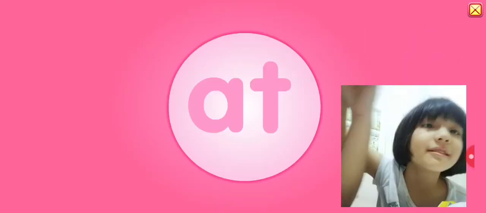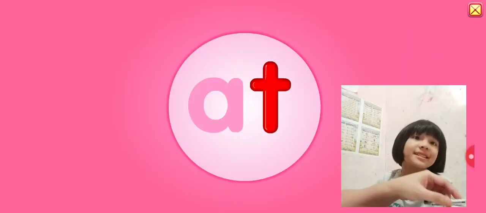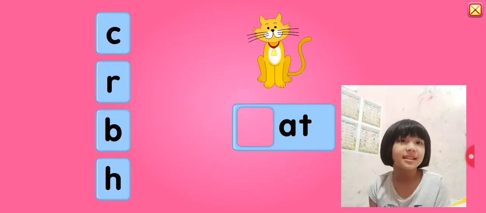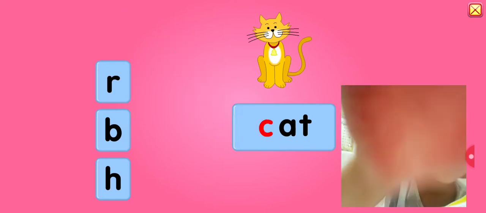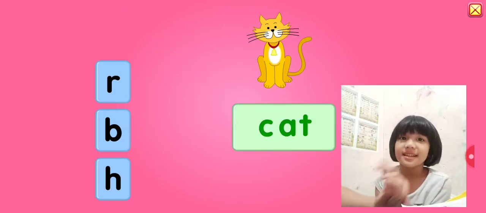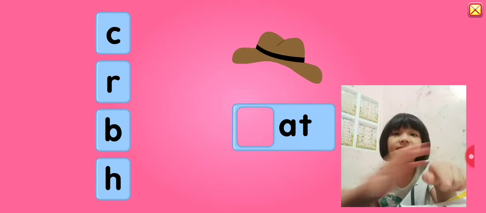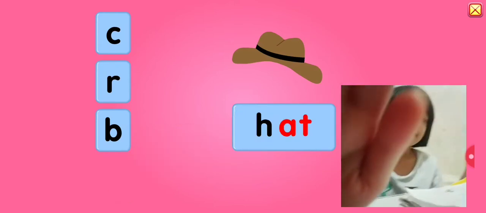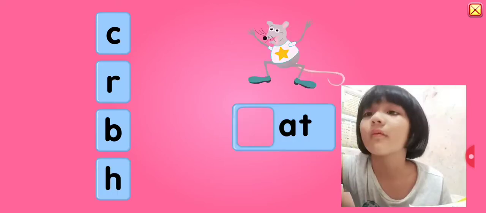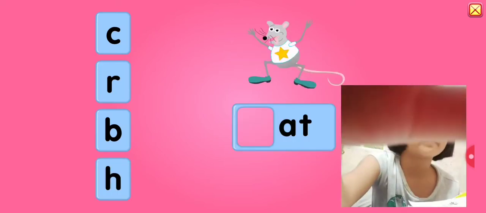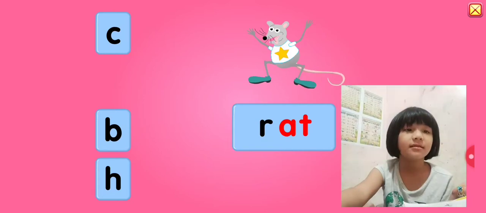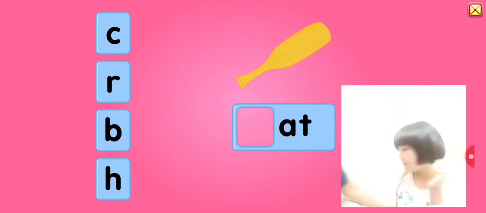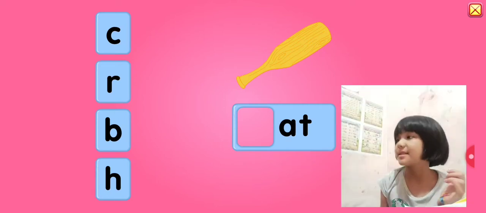Make a word with at, to match the picture. Cat. At. Cat. Hat. At. Hat. Rat. At. Rat. Bat. Okay, what letter is that? B. Bat. Come on, do it.